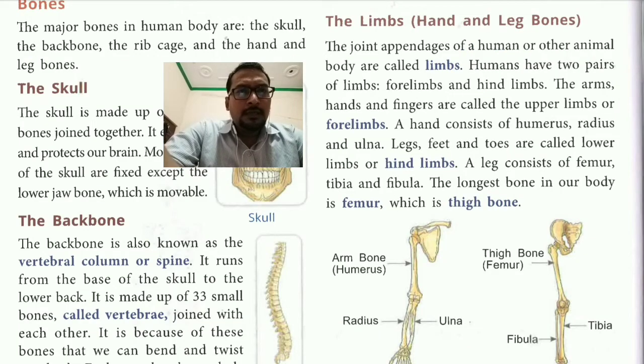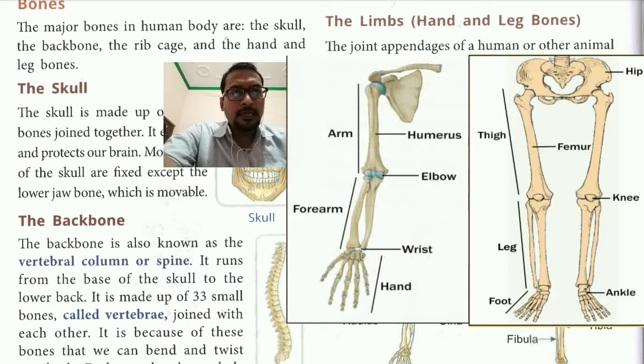Now let's study the limbs, which contain the hand and leg bones. The jointed appendages of a human or other animal body are called limbs. Humans have 2 pairs of limbs, forelimbs and hind limbs. The arms, hands and fingers are called upper limbs or forelimbs. A hand consists of the humerus, radius and ulna.